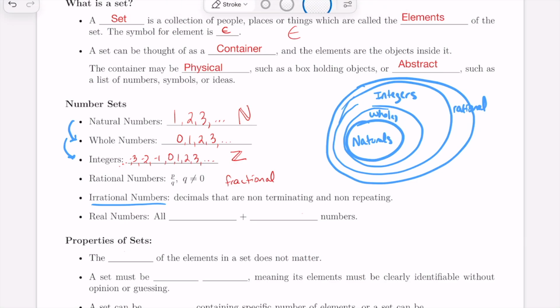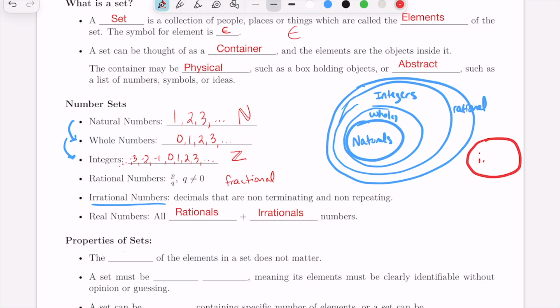Real numbers, on the other hand, are what we get when we combine all of the rationals and all of the irrationals. Because you see, what we have over here where the naturals are a part of the wholes and they're a part of the integers, then we also have the irrationals. The irrationals are completely separate from those other two. So we have the rationals, which have all of these other numbers inside of them, and then we have the irrationals, and they are completely separate. And when you put those two together, that's when you get the real numbers.